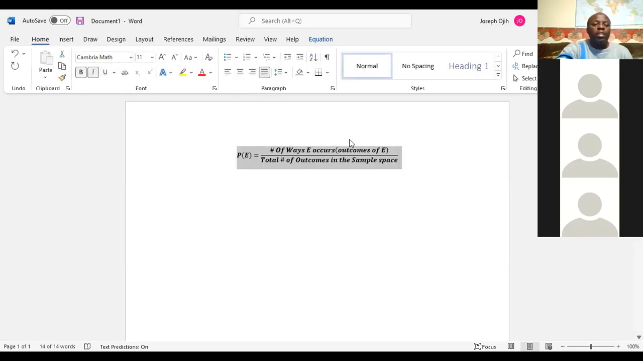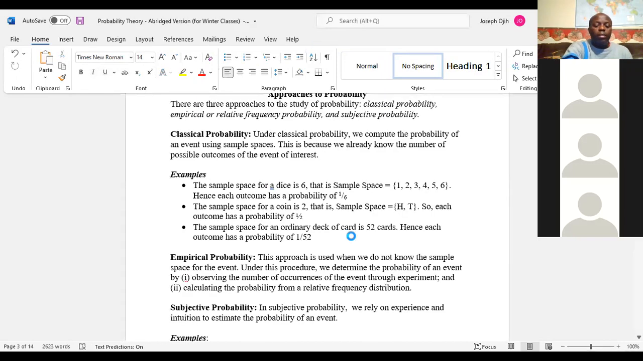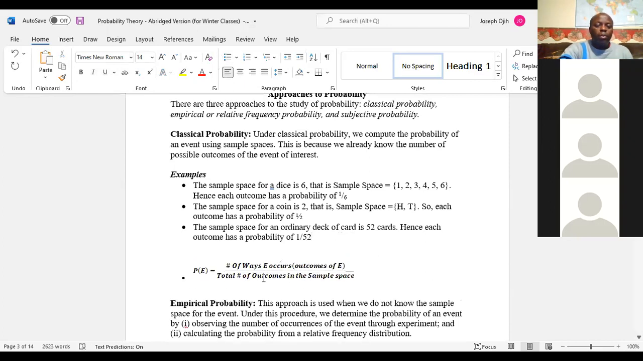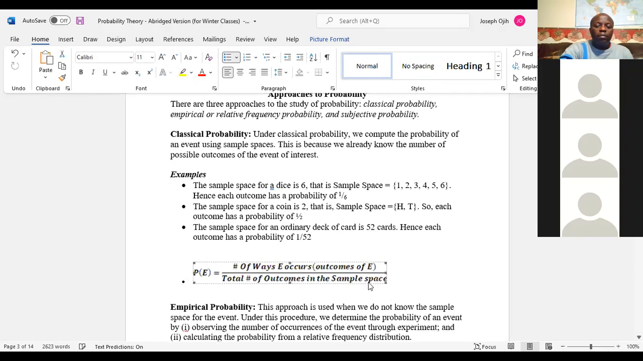Number of ways event E occurs divided by the number of total outcomes in the sample space. Okay, so under classical probability, we use that formula to calculate the probability of an event: the number of ways event E occurs divided by all the possible outcomes in the sample space. Can you see the screen here? Yes. Good. Now let us do an example.